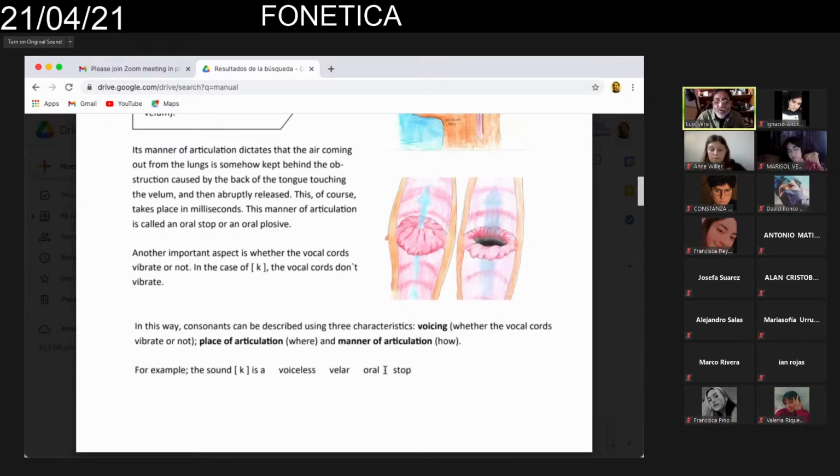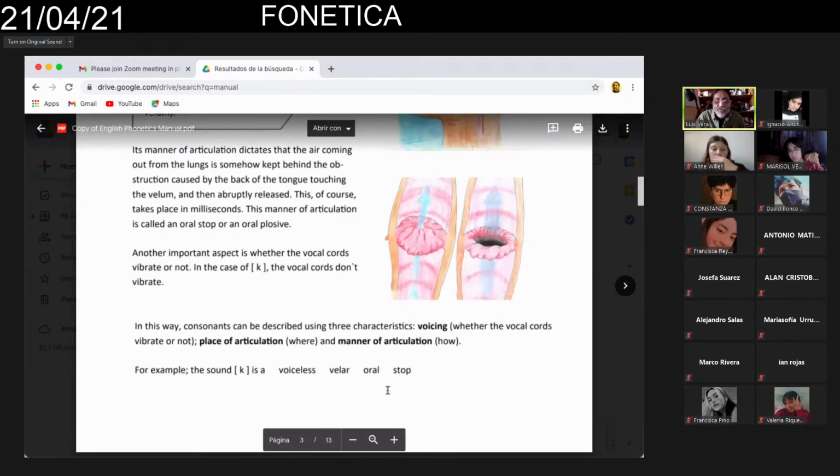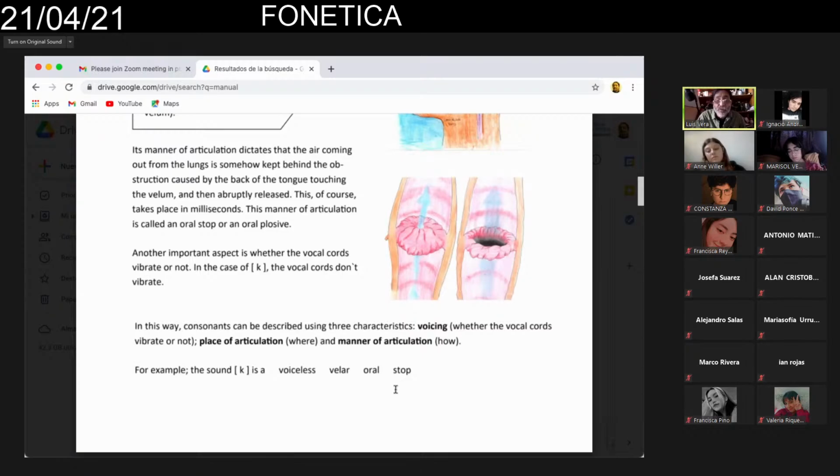In Spanish, es un plosivo, oral, velar, sordo, ¿no? Es una plosiva, es un sonido plosivo, oral, velar, sordo. Yeah? In English, k is a voiceless, velar, oral stop, or plosive, yeah?